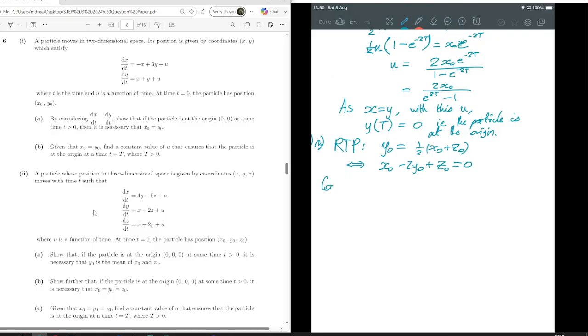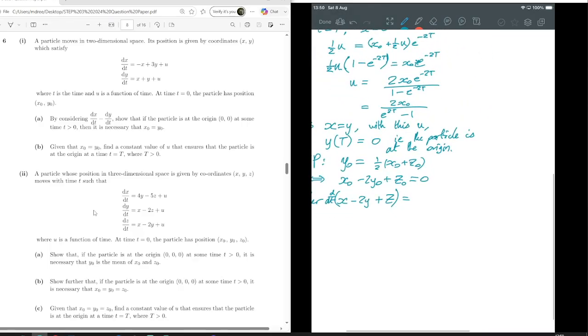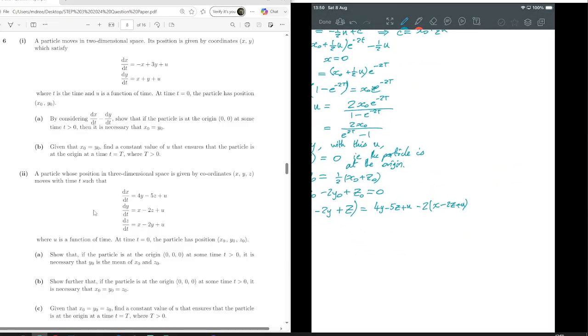So I'm going to consider x minus 2y plus z, and I want the derivative of that whole thing, d by dt of that entire thing, which, using those equations, is dx by dt, which is 4y minus 5z plus u, minus 2 lots of x minus 2z plus u, plus 1 copy of the x minus 2u plus u. So let's see what this simplifies down to.